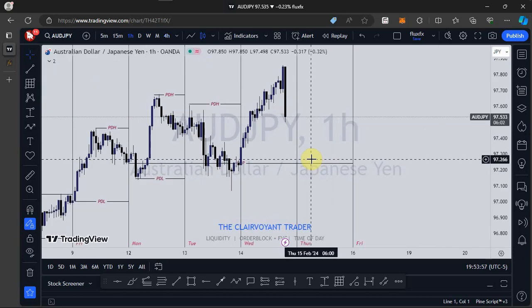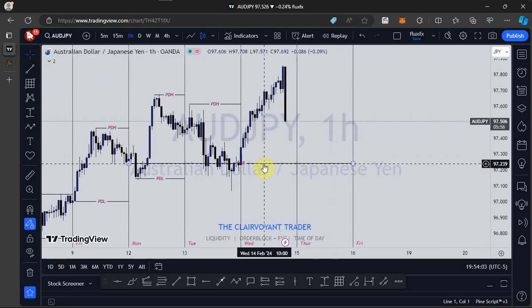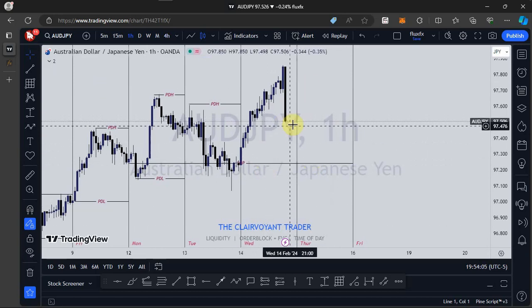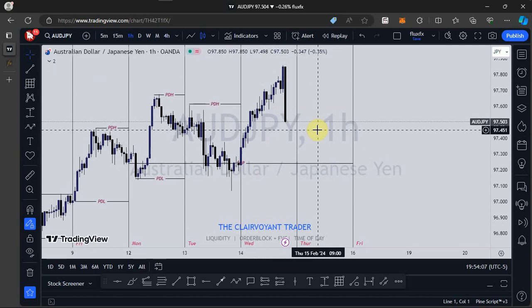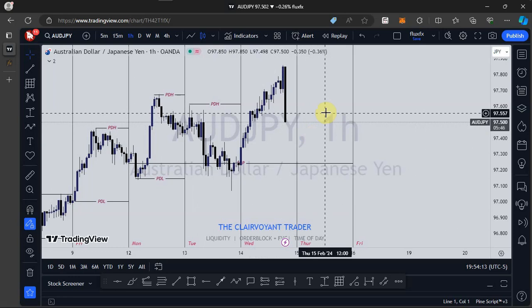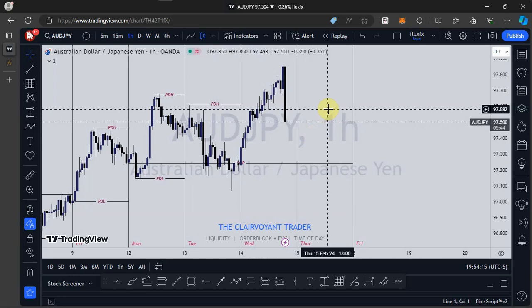So for AUD/JPY, I'm still expecting to see price push to the upside. Price is still bullish. This move, I just see as some form of a retracement. So going into the next day, I'll expect to see price continue to push to the upside. So that is just that for AUD/JPY.